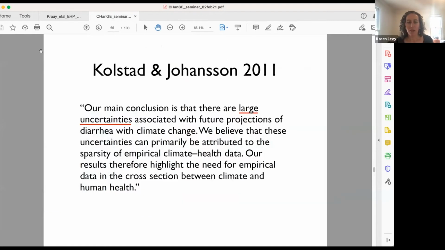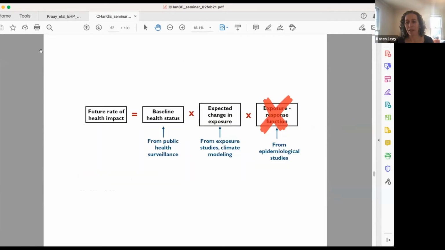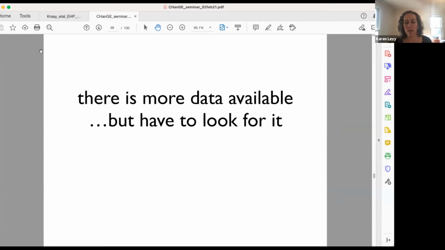And so their conclusion of that paper, very appropriately, was that there are these very large uncertainties with these future projections of diarrhea with climate change. And that's mostly because of this lack of climate health data. So it's kind of like, okay, it's actually on the epidemiologists that we're not doing a good enough job to characterize these functions. And so then that set me into a whole bunch of studies that basically set me down a road of looking for more data.